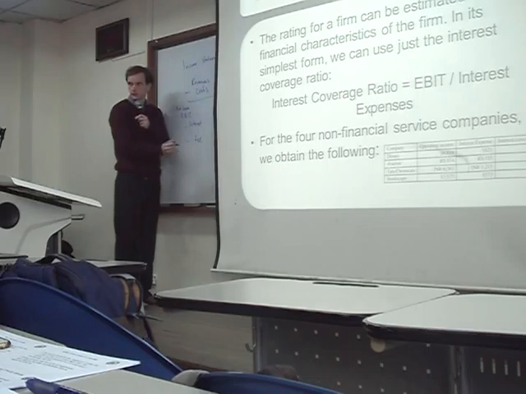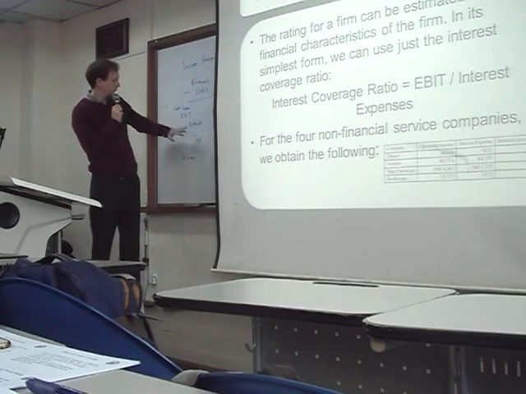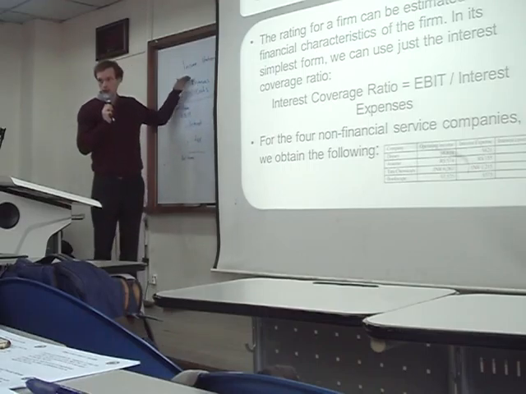Sorry, this is gross income, right? Then at the end we have our net income. So this one can be called EBIT, revenues minus costs. Then we have interest here. So this is our simple income statement.